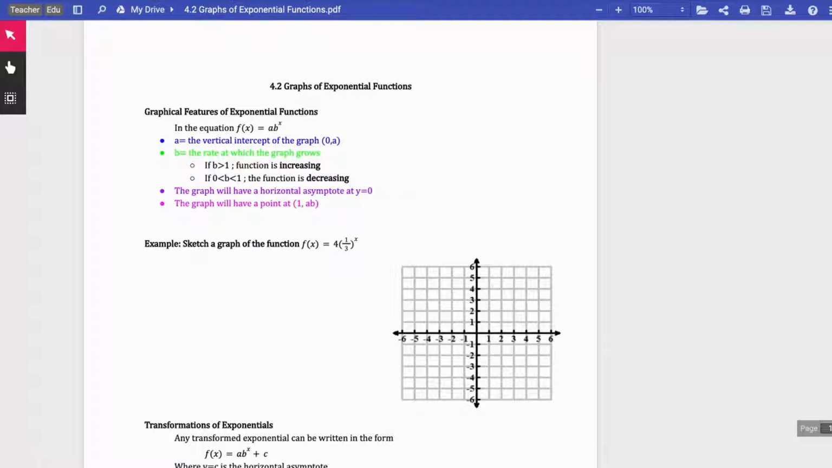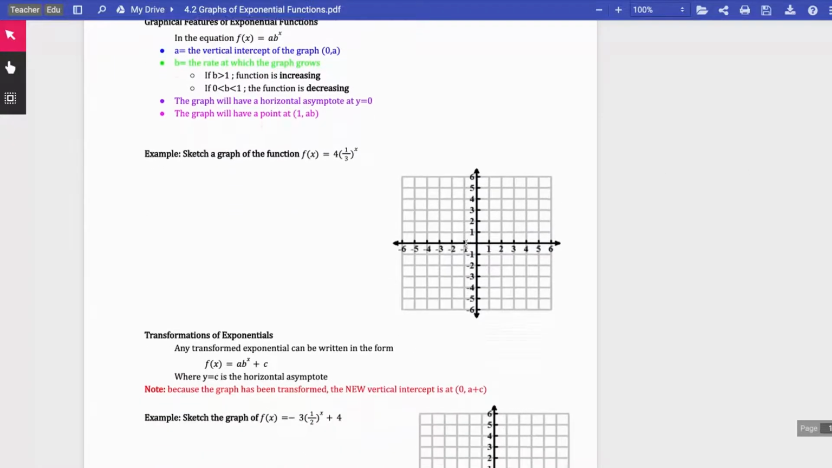Some cool things though is that if b is bigger than 1, we're going to say that the function is increasing. And if it's between 0 and 1, it's decreasing. Another thing is that in its standard form, the graph has a horizontal asymptote at y equals 0, and it's always going to have a point at (1, a times b).